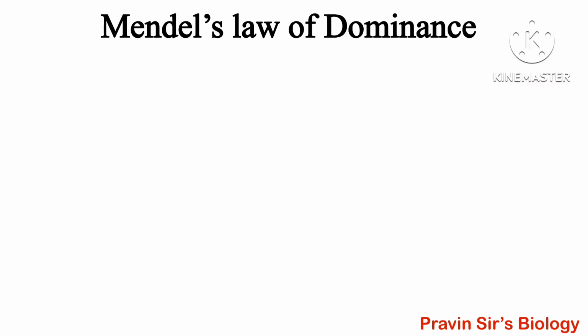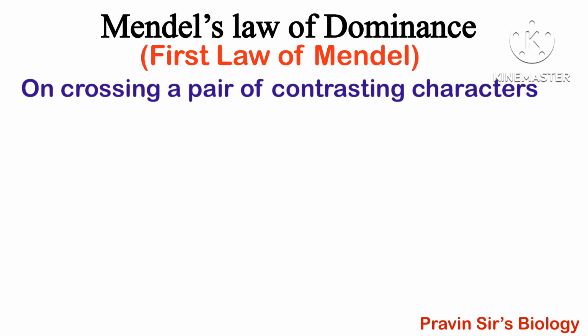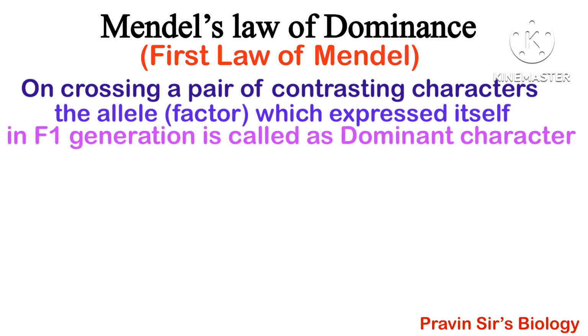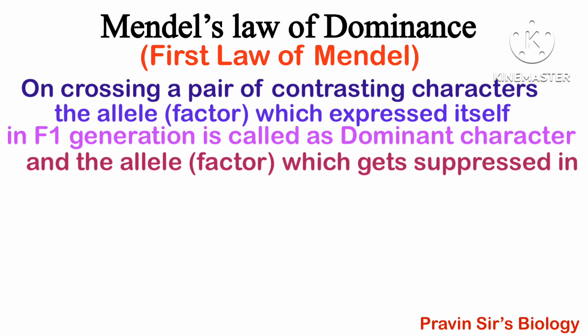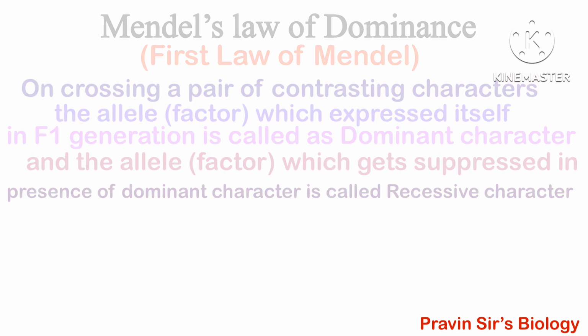Mendel's law of dominance. This is the first law of Mendel. Let's see the definition. On crossing a pair of contrasting characters, the allele factor which expresses itself in the F1 generation is called the dominant character, and the allele factor which gets suppressed in the presence of the dominant character is called the recessive character. So let's see the explanation.